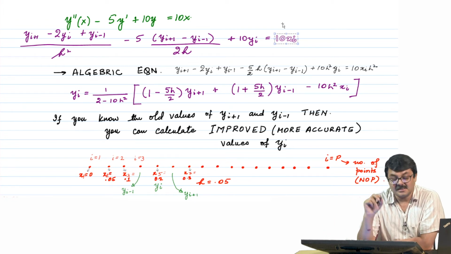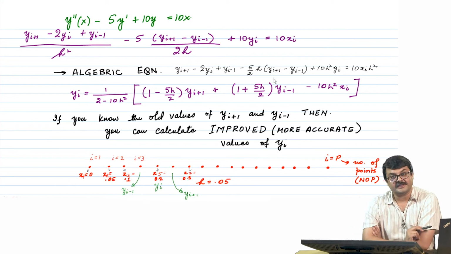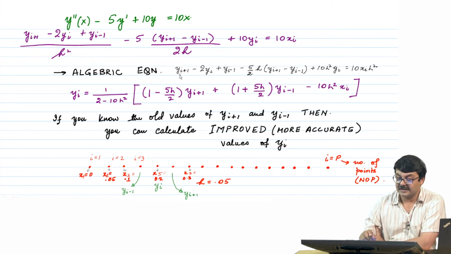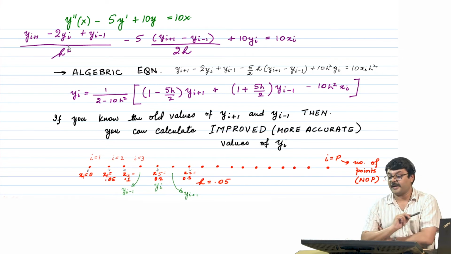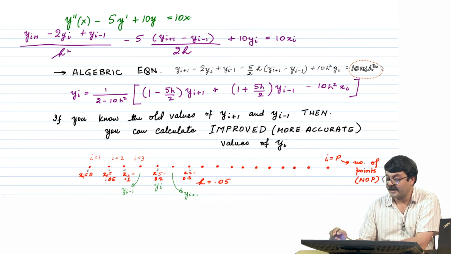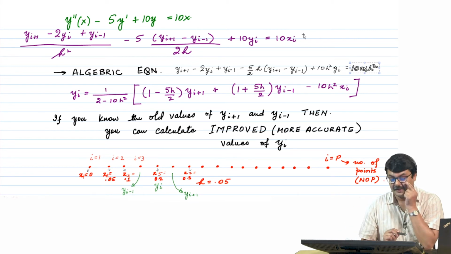So, what you have done consequently is basically converted this differential equation into an algebraic equation. If you multiply h square over this entire equation, what you get is y I plus 1 minus 2 y I plus y I minus 1, and the term with 5 by 2 into h, because there is an h in the denominator and you are multiplying by h square. Similarly, you will get an expression of h square here and 10 x I h square, because you are multiplying the entire equation by h square.